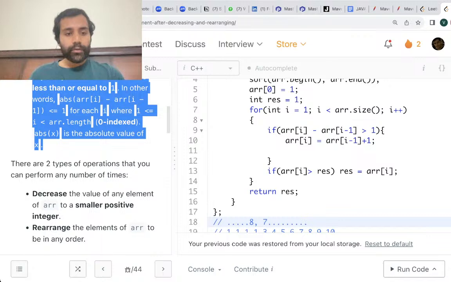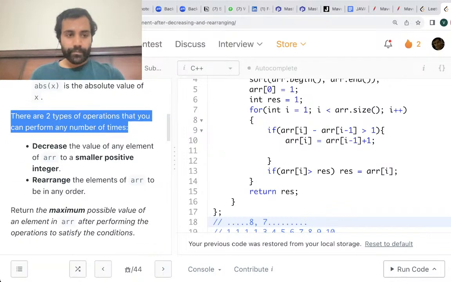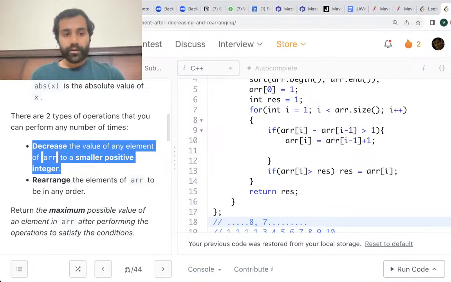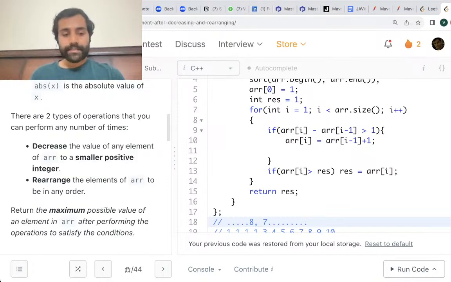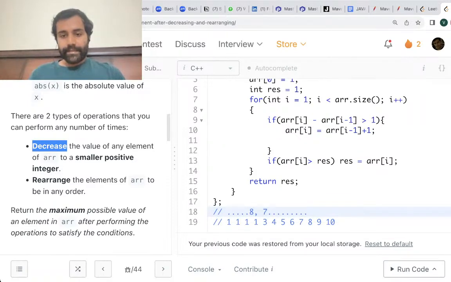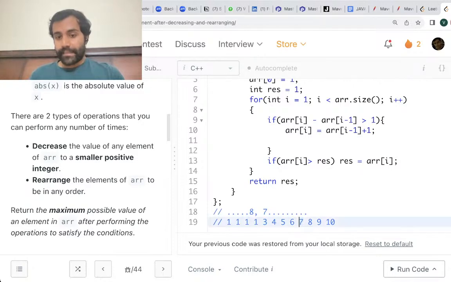Now, there are two types of operations that can be performed. The first operation is we can decrease the value of any element of the array to a smaller positive integer. This is a very important point. If there is an element in the array, let's say the element is 7, then you can pick this element and you can decrease it. You cannot increase. It's to be kept in mind. You cannot increase the value of any element.